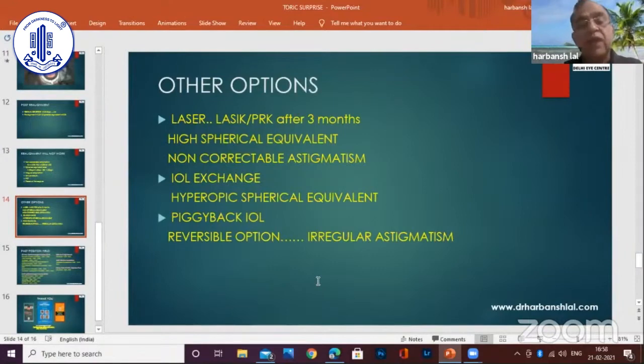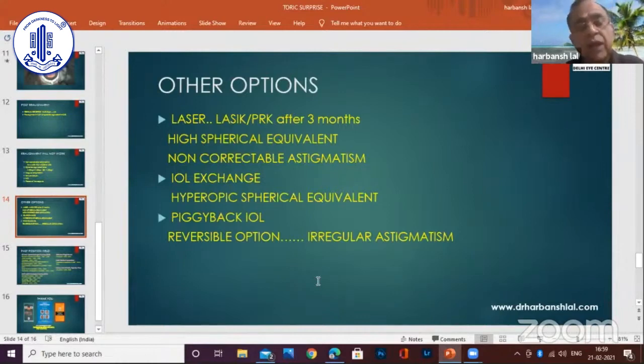And particularly if there is a high spherical equivalent. That means if there is a refractive error along with the astigmatic error, and if there is a non-correctable astigmatism, then this is the best option. And IOL exchange, I prefer in a hyperopic spherical equivalent. That means if the patient is hyperopic, now if the lens has been put underpowered and he has got a +1, +2, because LASIK may not work so well in hyperopic patients.